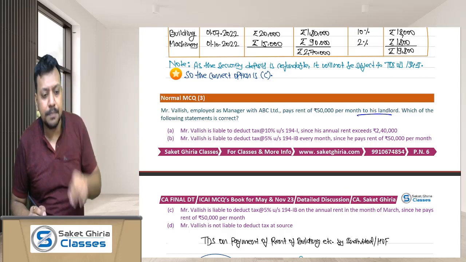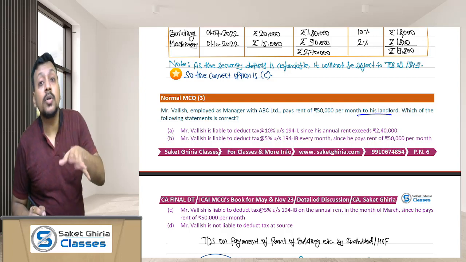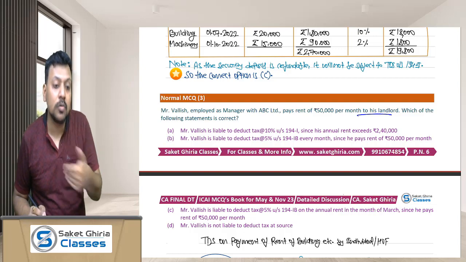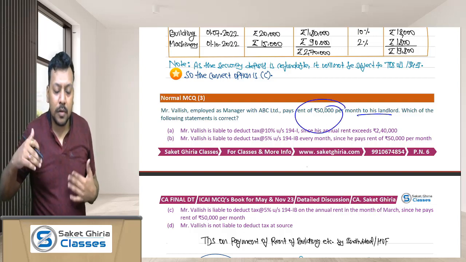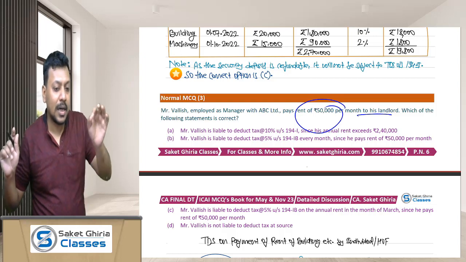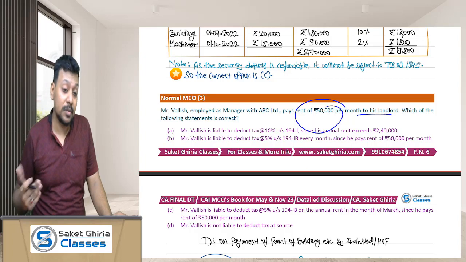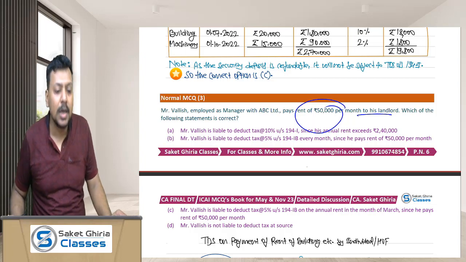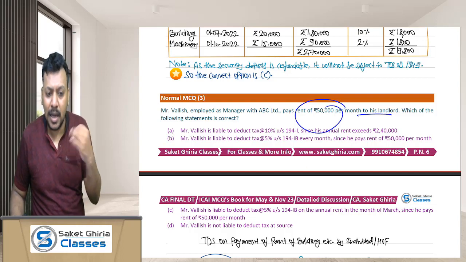194 IB. But here, for the applicability of 194 IB, the payment of rent should exceed rupees 50,000, and here you are paying only rupees 50,000. Since for the applicability of 194 IB, the minimum payable rent per month is more than rupees 50,000, but as you are paying rupees 50,000 only, 194 IB TDS is not attracted in the hands of Mr. Valish, and also 194 I is not applicable since Mr. Valish is not engaged in any business or profession.